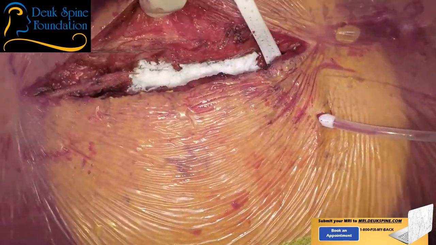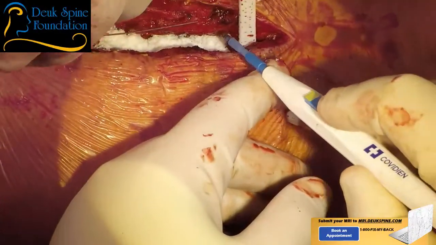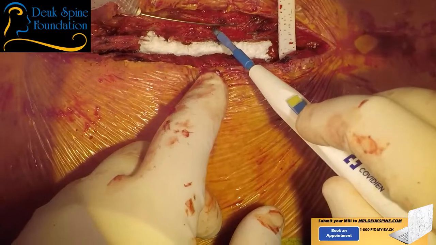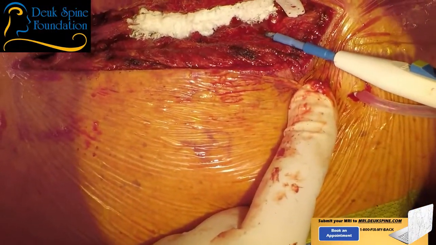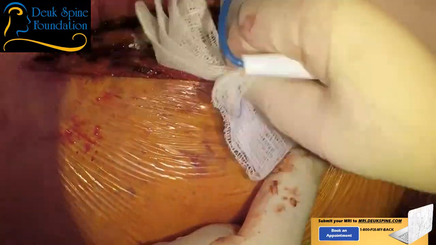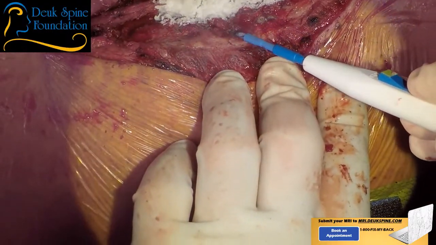Let me have a Bovie. Yes, sir. So I'm going to hit up some of these little spots. The other thing about scar tissue is it always bleeds more than normal tissue. Now, when you're dealing with muscle bleeding, always best to use a Raytec. Lisa, we're going to start closing. All right, let's start counting.